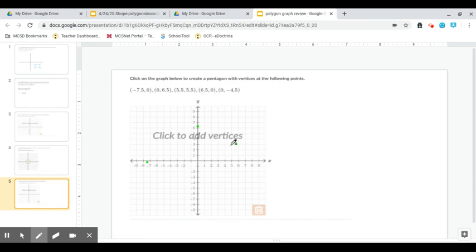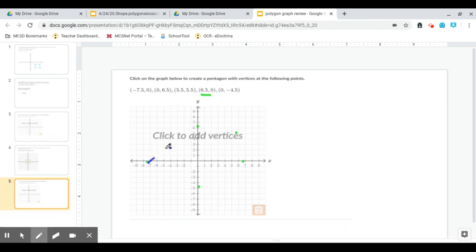5.5 left, 5.5 up. 5.5 left, and 5.5 up. Then 6.5 to the right, 6.5 and 0 up, and 0 over, 4.5 down. So there. So I'm going to grab a different color and we will connect these.